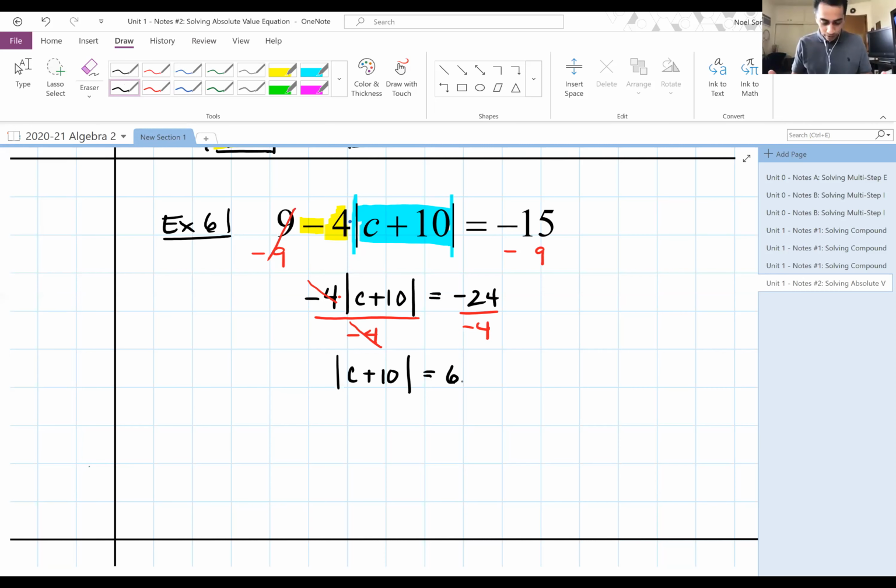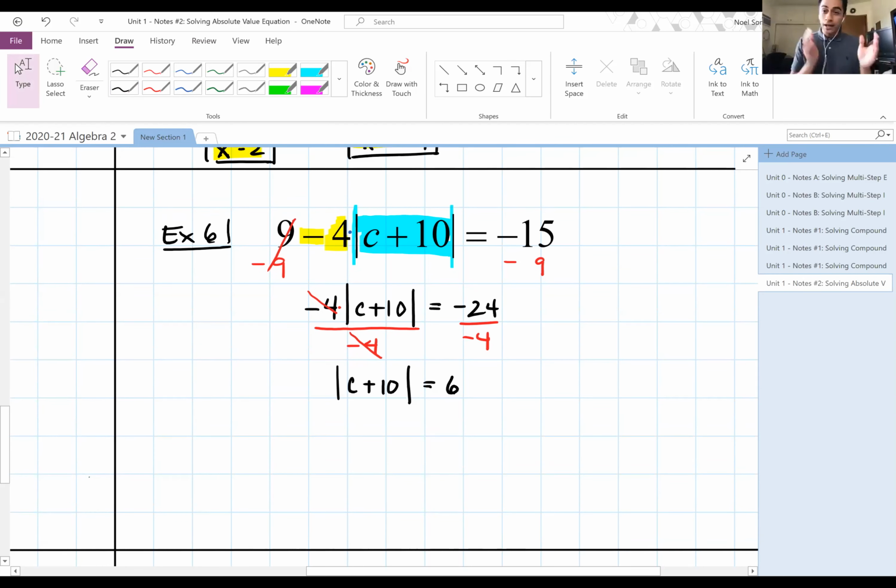Now we're in good shape, because when the absolute value is by itself and it equals a positive, this is when it's possible to get solutions from it. We had examples earlier where we had absolute value equals a negative, and we saw that that was just not possible. We get no real solutions. So in this case, if the absolute value of c plus 10 is equal to 6, we can move forward and split this into two equations.